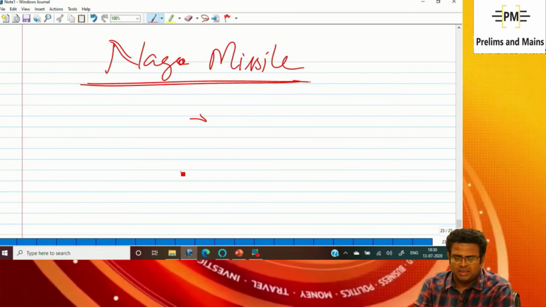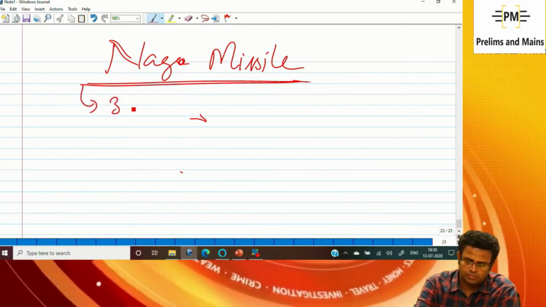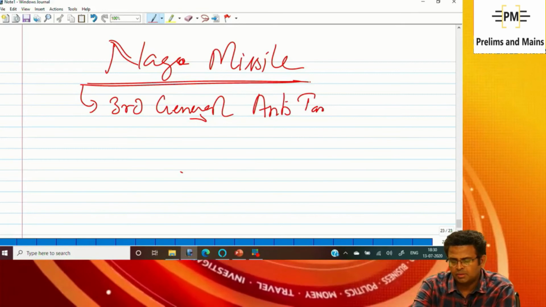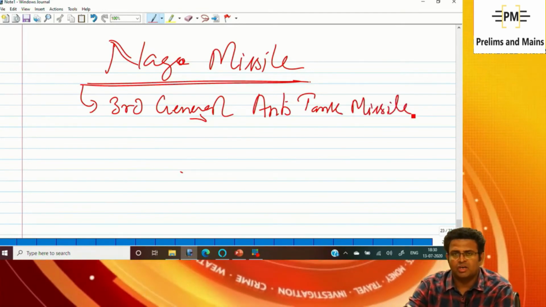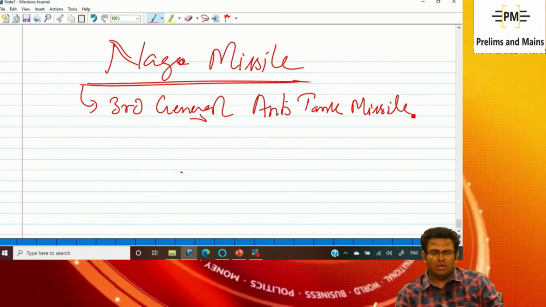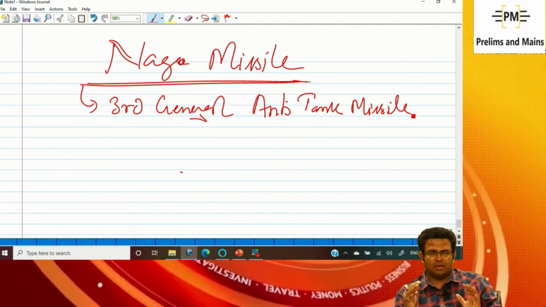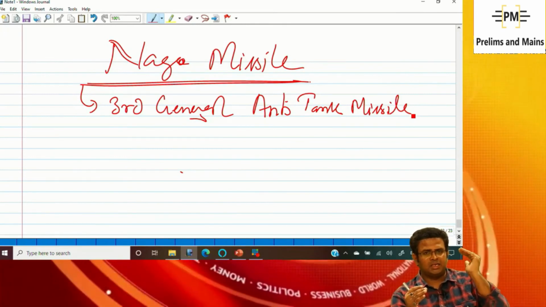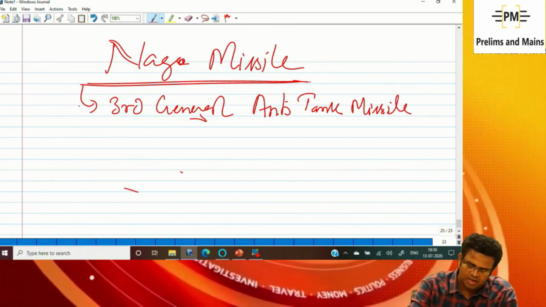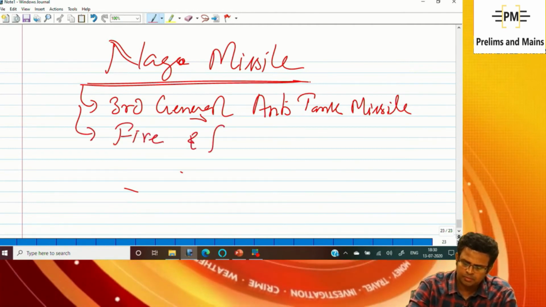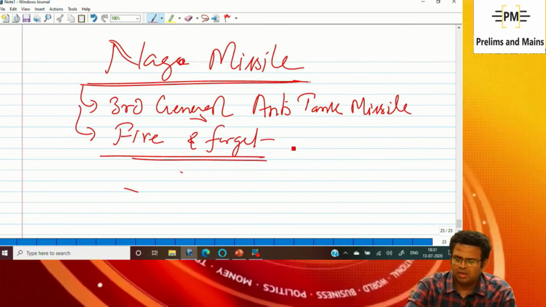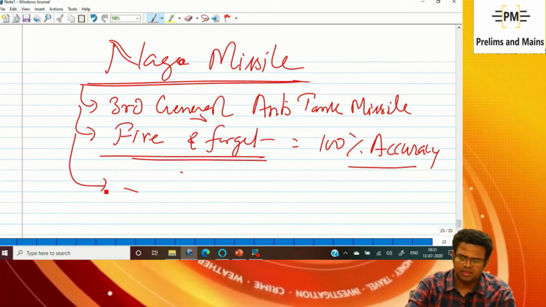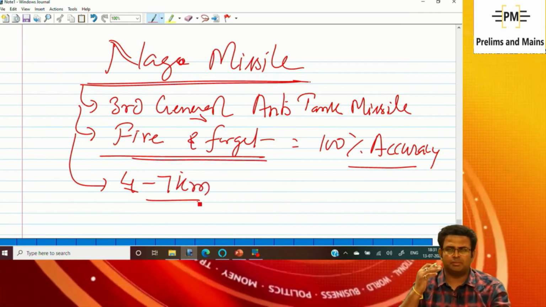So the Nag missile is a 3rd generation anti-tank missile. We have the Arjun tank and T-90, which are main battle tanks. It is carried on a mobile truck, and it goes and hits the target. It is an anti-tank missile, considered fire and forget, meaning 100% accuracy. The range is 4 to 7 kilometers.